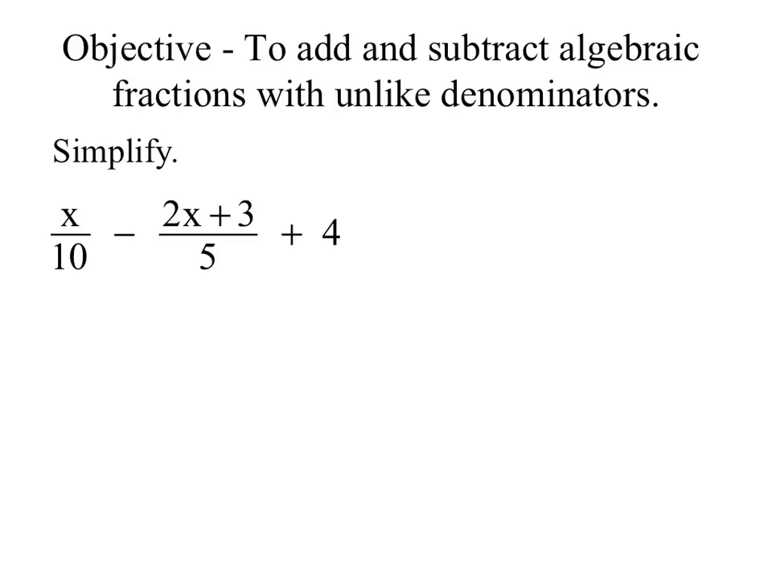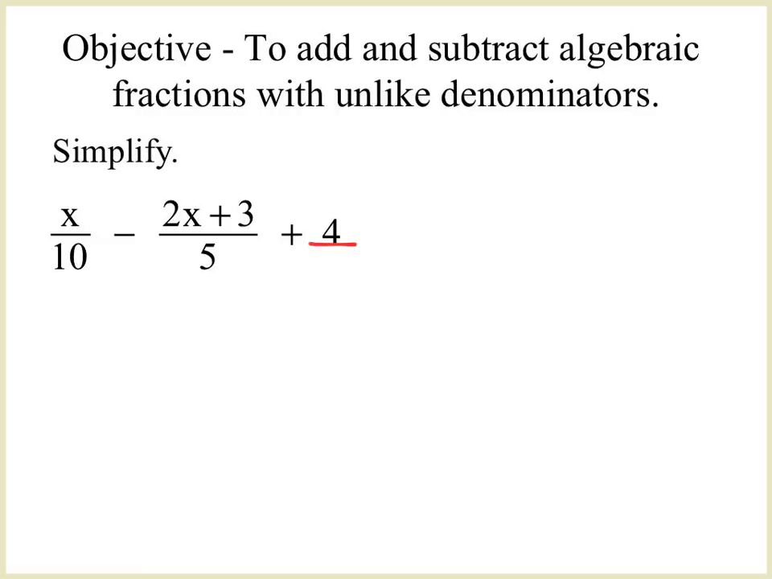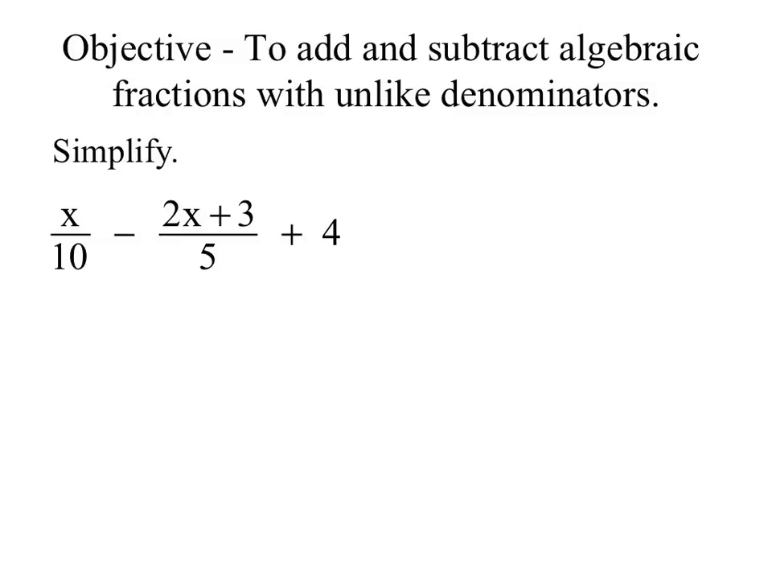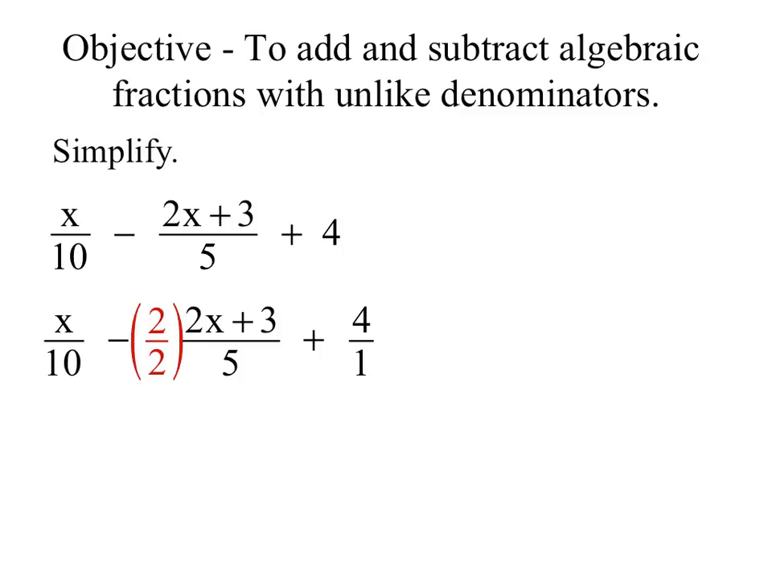Okay. The common denominator between all three fractions would be a 10. The first fraction already has a 10 as a denominator, so I'm going to leave that one alone. The second one, I'm going to need to multiply it by a fancy fraction of 1, such as 2/2. And then the third fraction, I'm going to need to multiply it by 10/10, so I could have a 10 in the denominator. So now what we have is everything's all over 10.